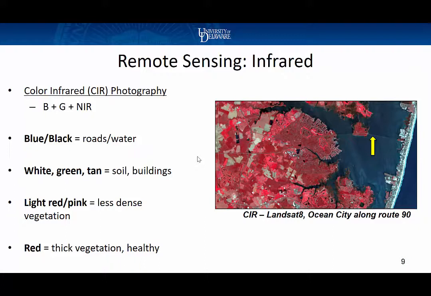So this is actually Ocean City. I grabbed this online from Landsat 8, one of our satellites. Here's Route 90. Here's OC. So blue and black are often roads and water, so this is a good image to get an idea of everything you can see. White, green, and tan are soil and buildings. So we can see the buildings here. We can see bare fields. Light pink, less vegetation. Red, thick vegetation. So of course it would depend on when this image was taken, what time of the year.